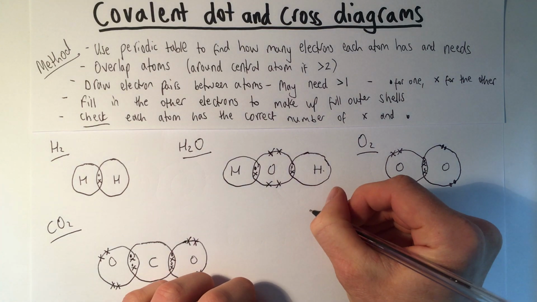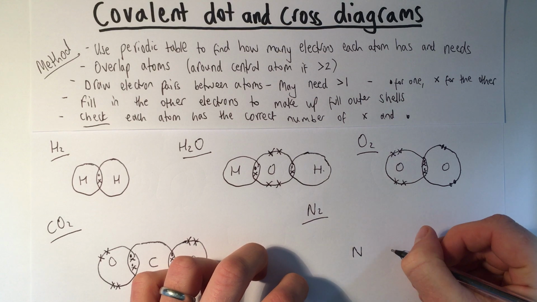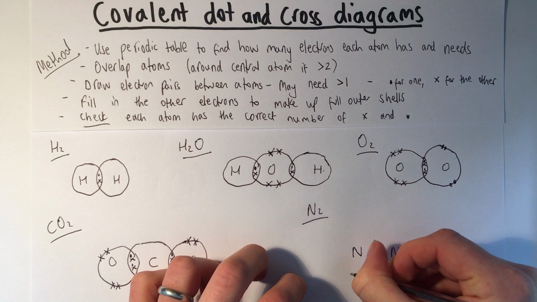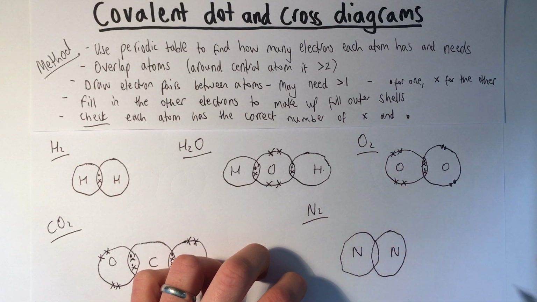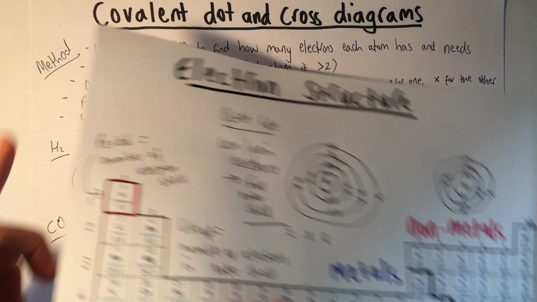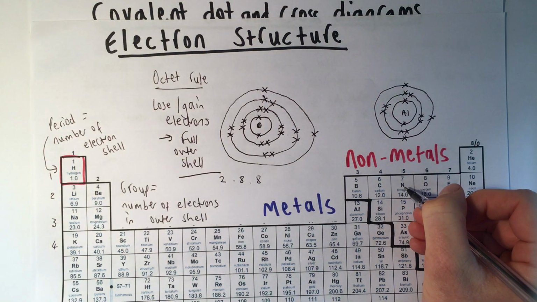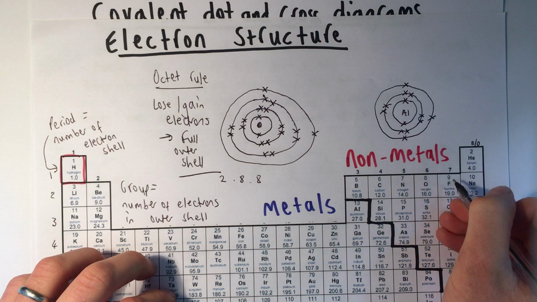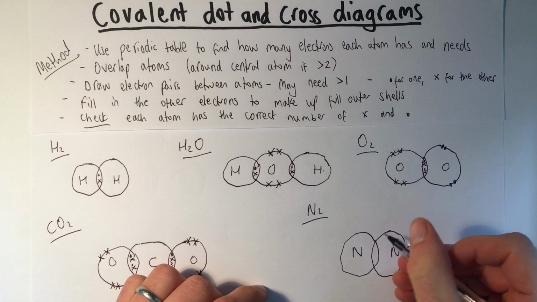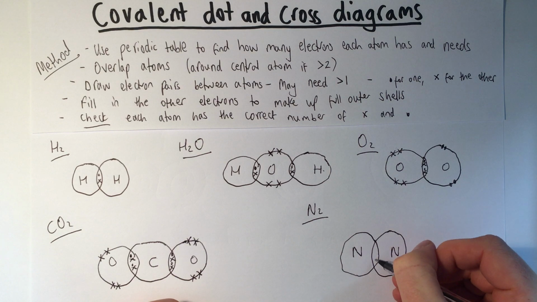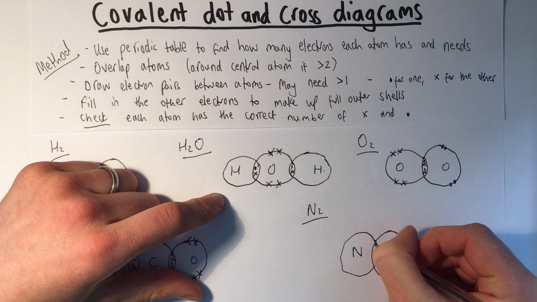Last one I'll do is nitrogen, N2. Just 2 of them, so I'll just draw them with their shells overlapping. Let's look at the periodic table. Group 5, so each atom's going to bring 5 electrons and needs 3 more electrons to get a full outer shell of 8. There's only one place where they overlap, so in this place we need 3 shared pairs of electrons. So I'm going to draw those in.